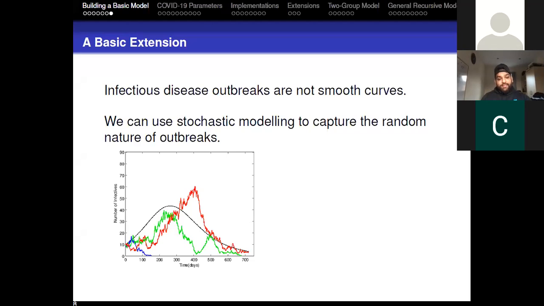So this stochastic modeling can give rise to lots and lots of different curves. In one model, we can have a very high peak and then decreasing, or we can have a small peak and then the numbers start to decrease. So this stochastic model is a basic extension to the SIR model that helps us make the model more realistic. Now I'm going to pass on to Alex, who's going to talk about some parameters that we consider when we're making these models.